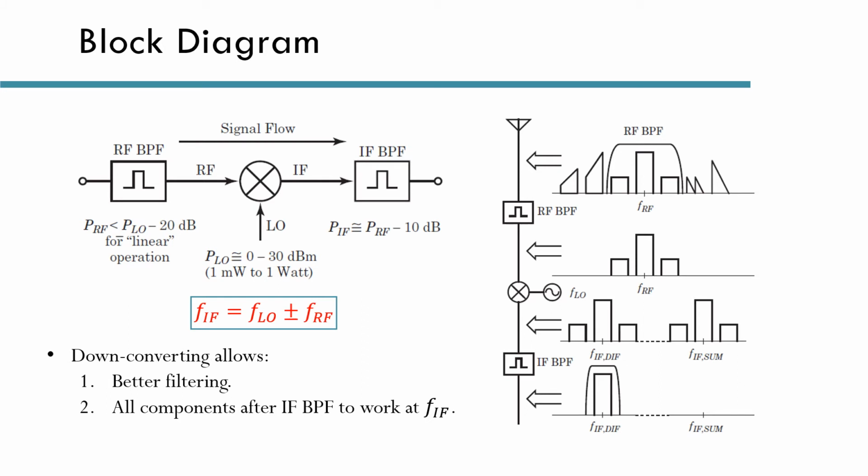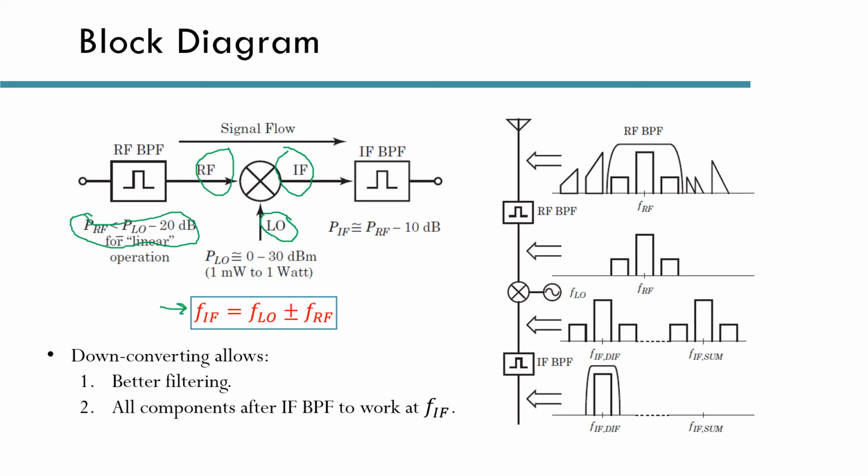Here I am showing the block diagram of a mixer in a typical scenario where it is used to convert an RF signal to an IF signal, an intermediate frequency signal, using a third signal called the local oscillator. So, based on our previous discussion in the previous slide, the output frequency F_IF is equal to F_LO plus or minus F_RF. Now, to make sure that the mixer does not produce many signals that we don't want, the local oscillator power level is usually at least 20 dBs higher than the RF signal. And this is what I'm showing here.